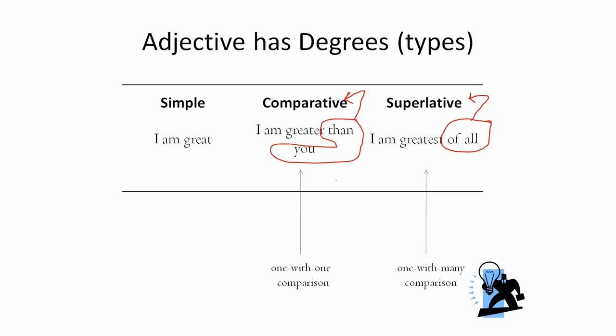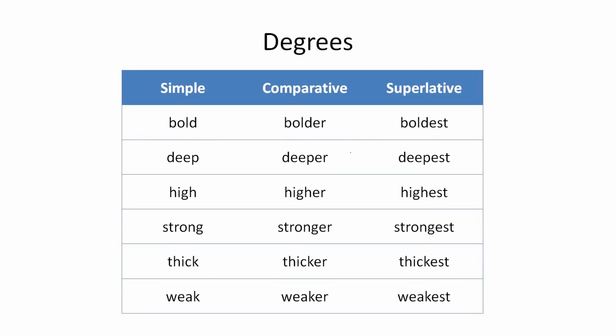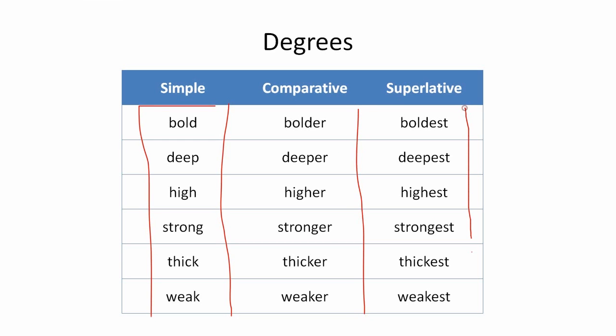So one-on-one comparison చేసేటప్పుడు you get than you. One with many comparison చేసేటప్పుడు of all. Right. So we know the degrees, simple, comparative and superlative. These are adjectives, simple adjectives, the comparative degrees and the superlative degrees. We have an entire video on this.